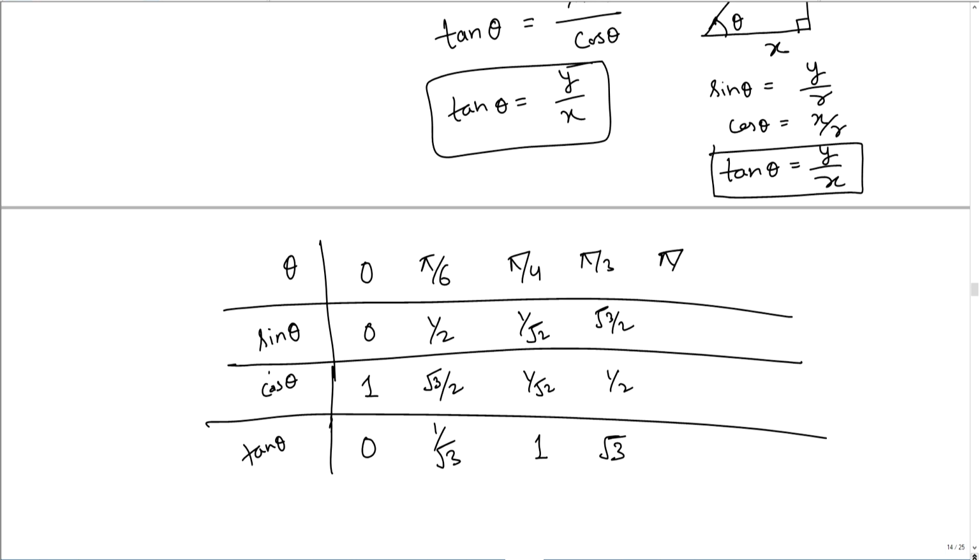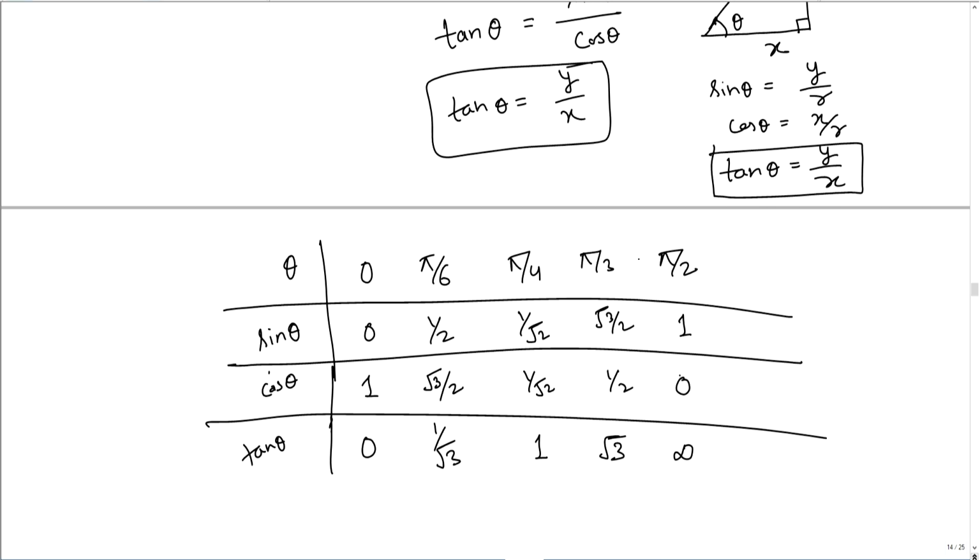So let's see what happens at pi by 2, which is 90 degrees. Sorry, I wrote it wrong. At pi by 2, sine theta should be 1 and cos theta would be 0. So what would be tan theta? Well, 1 by 0, which is undefined. Let me write infinity for now. It is undefined at pi by 2, and it would basically have a very large positive value.